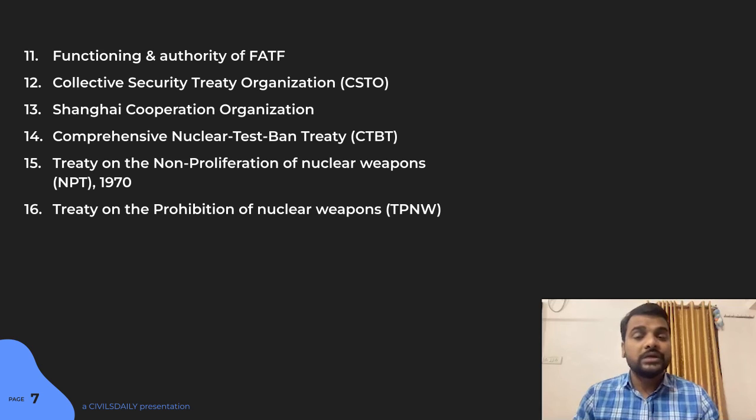Then the Collective Security Treaty Organization has again come into relevance; it was set up in 2002. The Shanghai Cooperation Organisation and these are alternatives to, let's say, NATO. Then you have SEATO, CENTO, whatever, the Western blocs, and on the other side CSTO, Shanghai and Eurasian groups. They are like an alternative, so this becomes important in these times. Then CTBT: all nuclear-related treaties are evergreen questions and can be asked again.